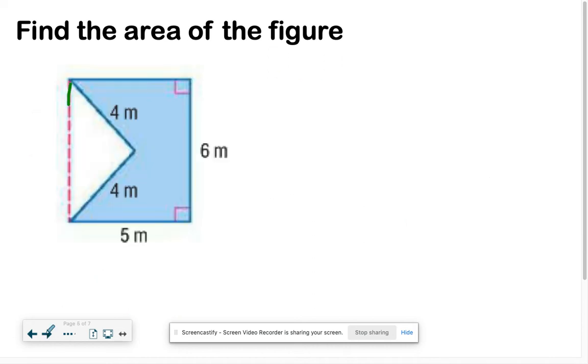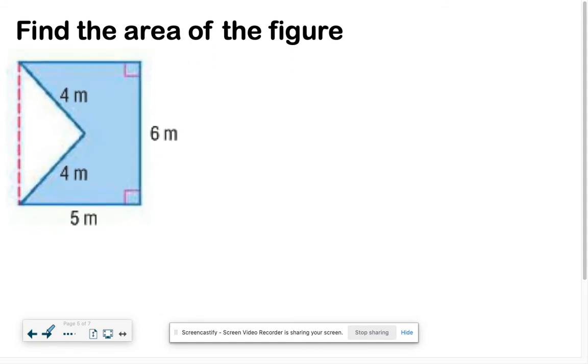Next, what do we have here? It looks like we have a rectangle with a cutout of a triangle. Let's do the easy part first. The rectangle is just our base times height. 5 times 6 gives us 30. That was pretty easy. Now we need to find the area of this triangle.